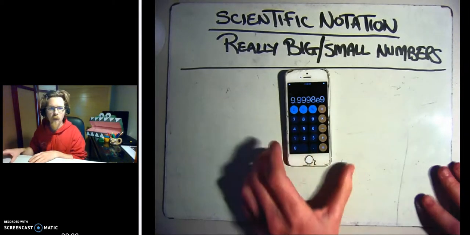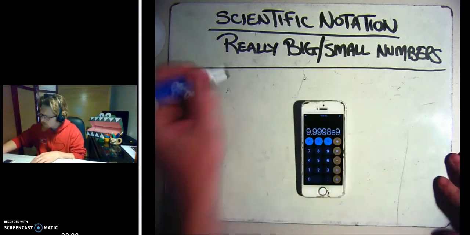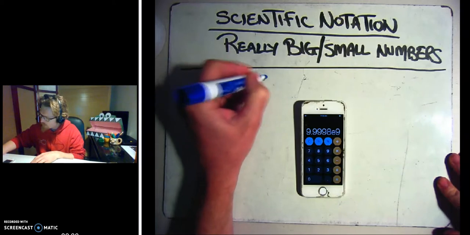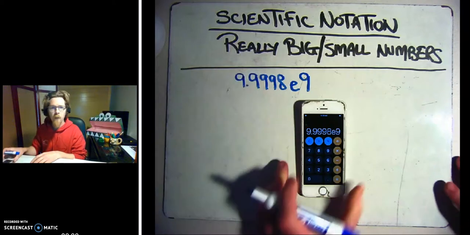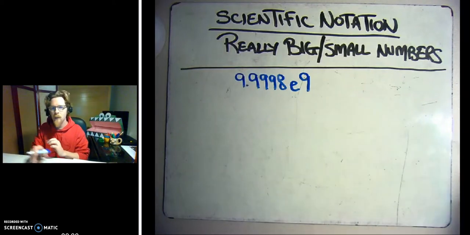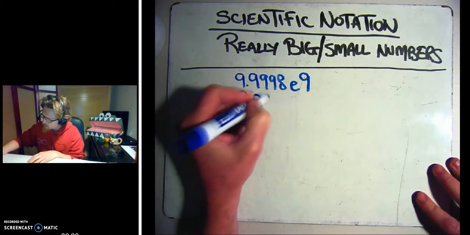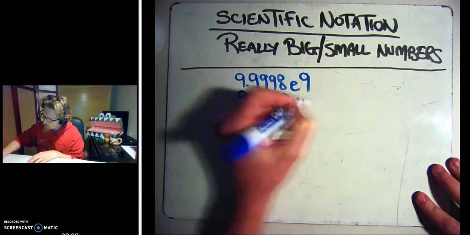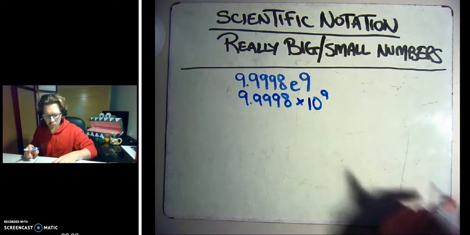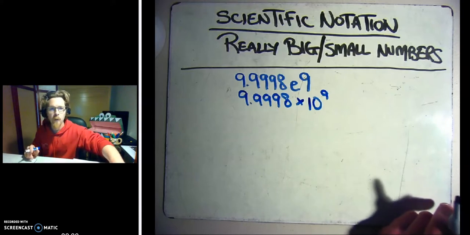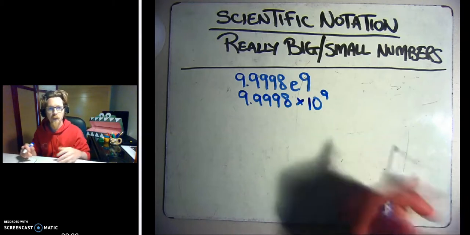So the calculator is talking to me in a very scientific fashion. It is giving me the number 9.9998 e to the ninth. Now another way that I could write this in scientific notation, another way that you'll see it is 9.9998 times 10 to the ninth power. Now what this is a way to do, it's a way to take really, really big numbers or really, really small numbers and write them in a more convenient way.